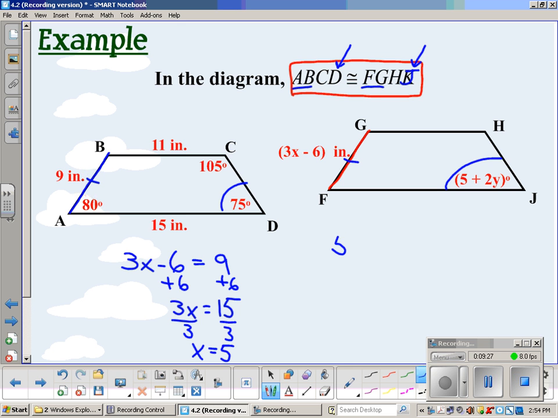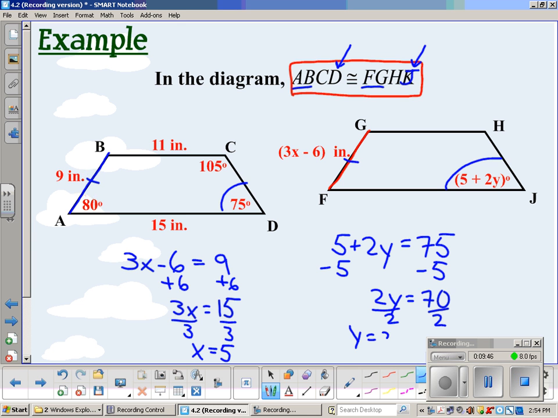So now that I have this information, I know I can set them equal to each other. So 5 plus 2y, which is angle J, equals 75 degrees from angle D. So now I can solve for y. Subtract 5 from both sides. So 2y equals 70. And then divide by 2. So y equals 35. So using my congruent statement, I was able to find that x equals 5 and y equals 35 in the diagram.